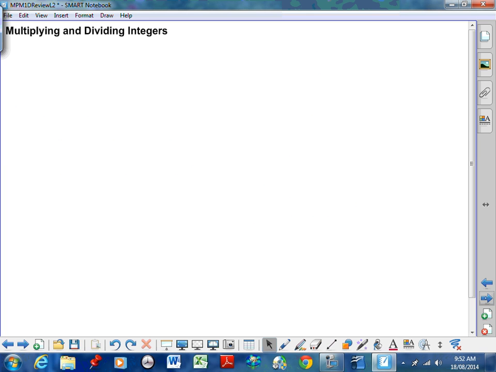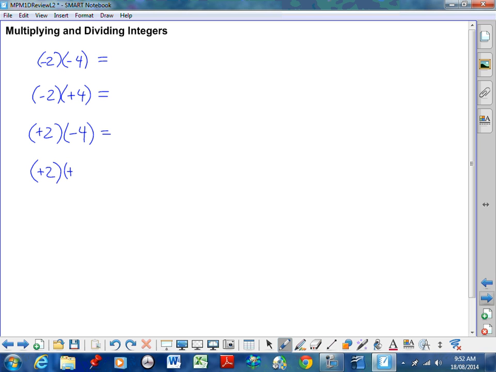The final one's multiplying and dividing integers, and I'm more worried about the signs again. So it's like the adding and subtracting integers from the earlier part of the lesson. So what happens when we have -2 times -4, -2 times +4? What happens when we have +2 times -4? And what happens when we have +2 times +4?